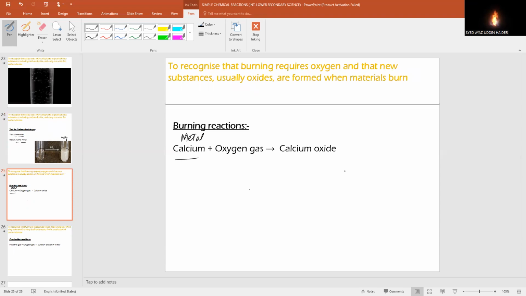You can take other metals also, like zinc. When you are reacting zinc with oxygen gas, what will you get? In this case, you will get zinc oxide. So it means the products will be metal oxides. Whenever you are reacting metal with oxygen, you will get metal oxides. And this is an example of combination reactions.